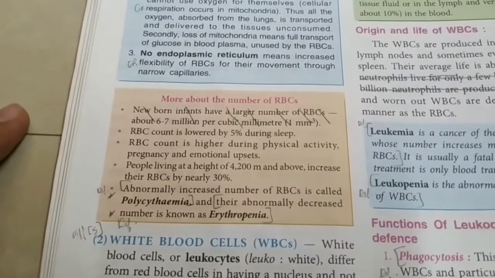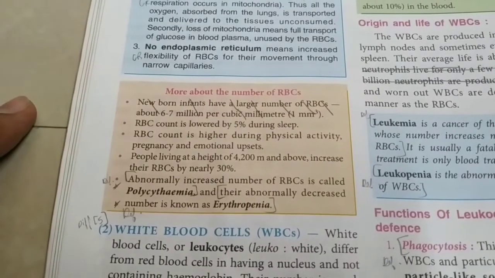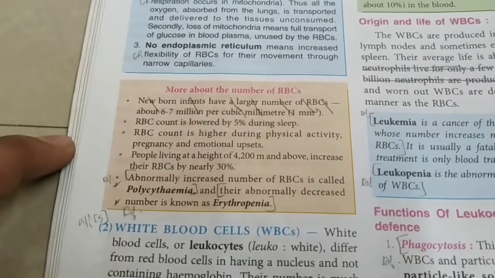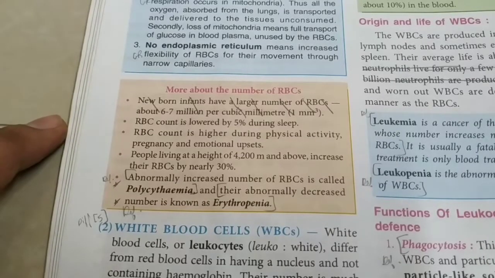RBC count is lowered by 5% during sleep, and it increases during physical activity or when you are at a height above 4,200 meters, because in such situations, more rounds have to be made to deliver oxygen to all parts of the body. If there are too many RBCs in the blood, it's called polycythemia disorder. And if there are very few RBCs, it is called erythropenia.